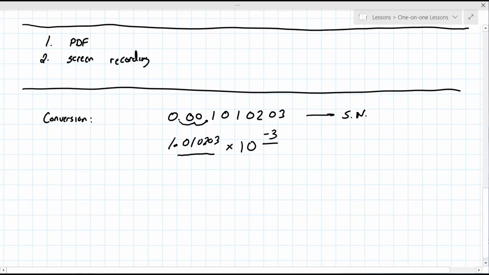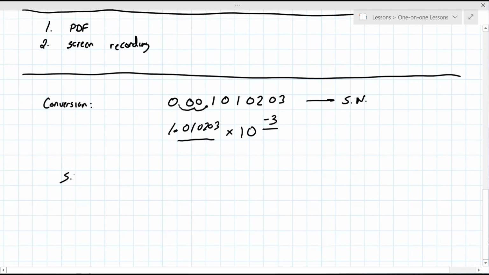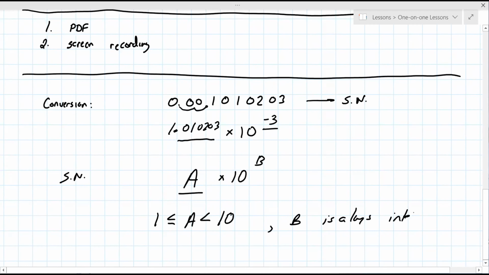Okay. So in scientific notation, you've got, I'll call it, A times 10 to the B. So this number A is between 1 and 10. It can never be 10, but it could be a 1. So you start moving the decimal point until you get the number between there. And then B is always an integer. So that's like -3, -2, -1, 0, 1, 2, 3, and so on.